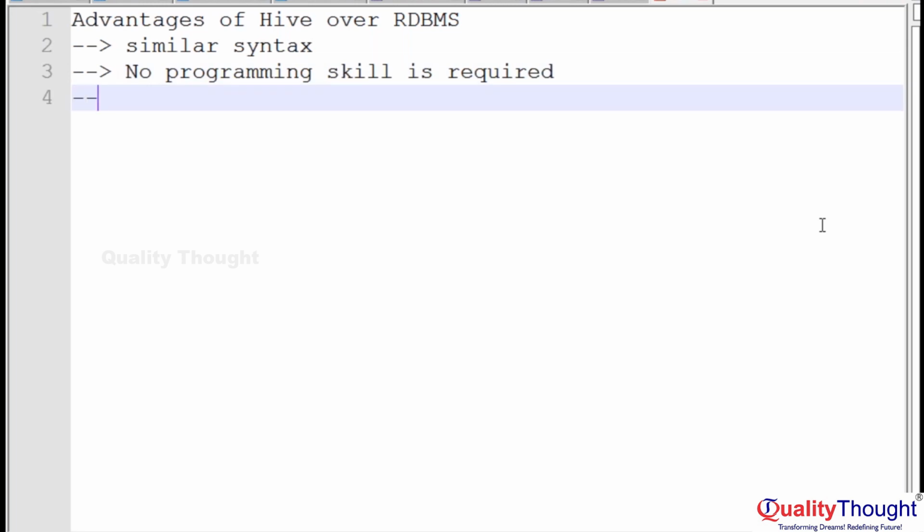And next one, Hive works on a distributed environment. Hive runs on a distributed environment. But RDBMS systems are non-distributed systems.